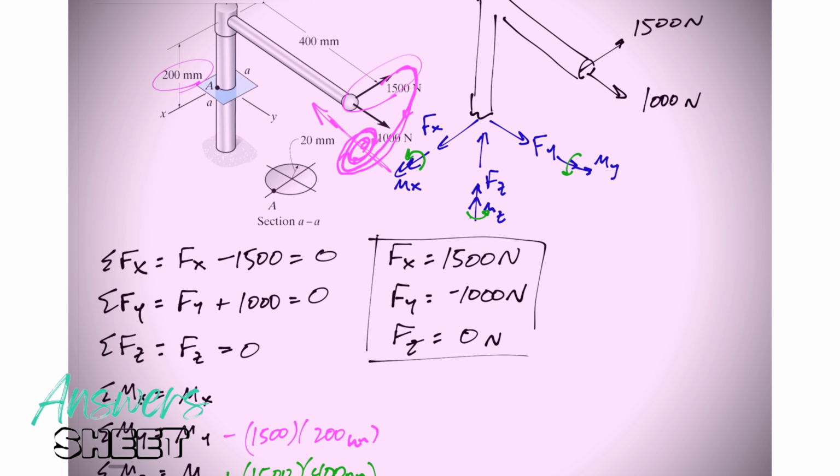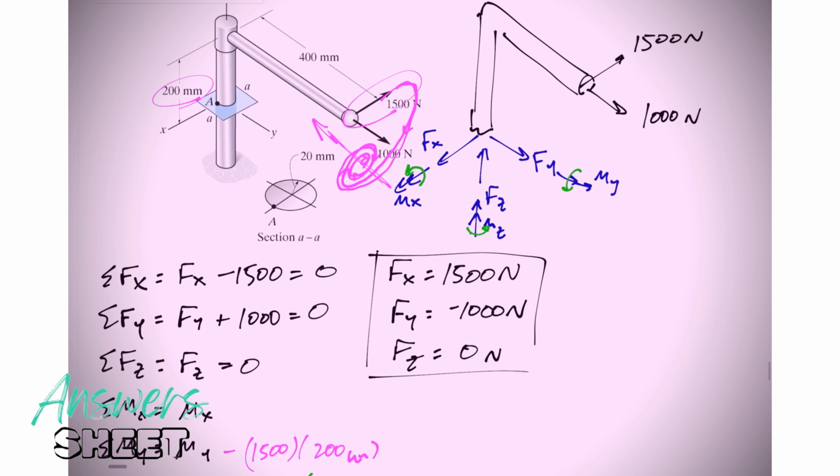So 1500 newtons times 200 millimeters in the negative y moment. All right, can you visualize that? Those are the two moments that my 1500 Newton force could create. All right, how about this 1000 Newton force?